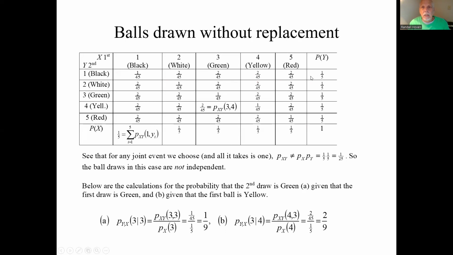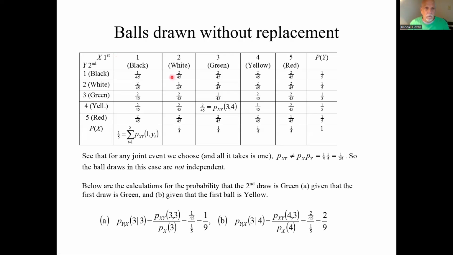And now you see that that test for independence doesn't hold for any combination because all these individual probabilities are still 1/5. You multiply them together, you get 1/25, and that is not true in any case. And all it took was not to be true in just one case. So this is a case where X and Y are not independent, they're dependent. It makes total sense. If you take out a green ball in the first draw, you've only got one green ball left for the second draw.